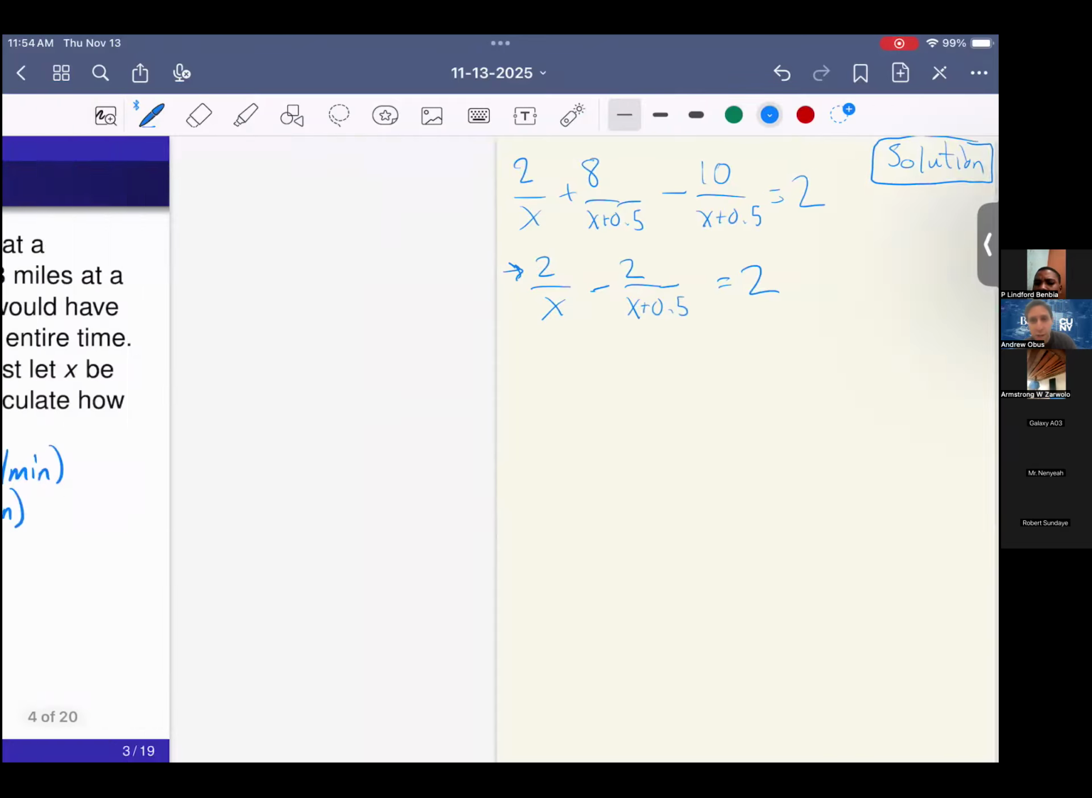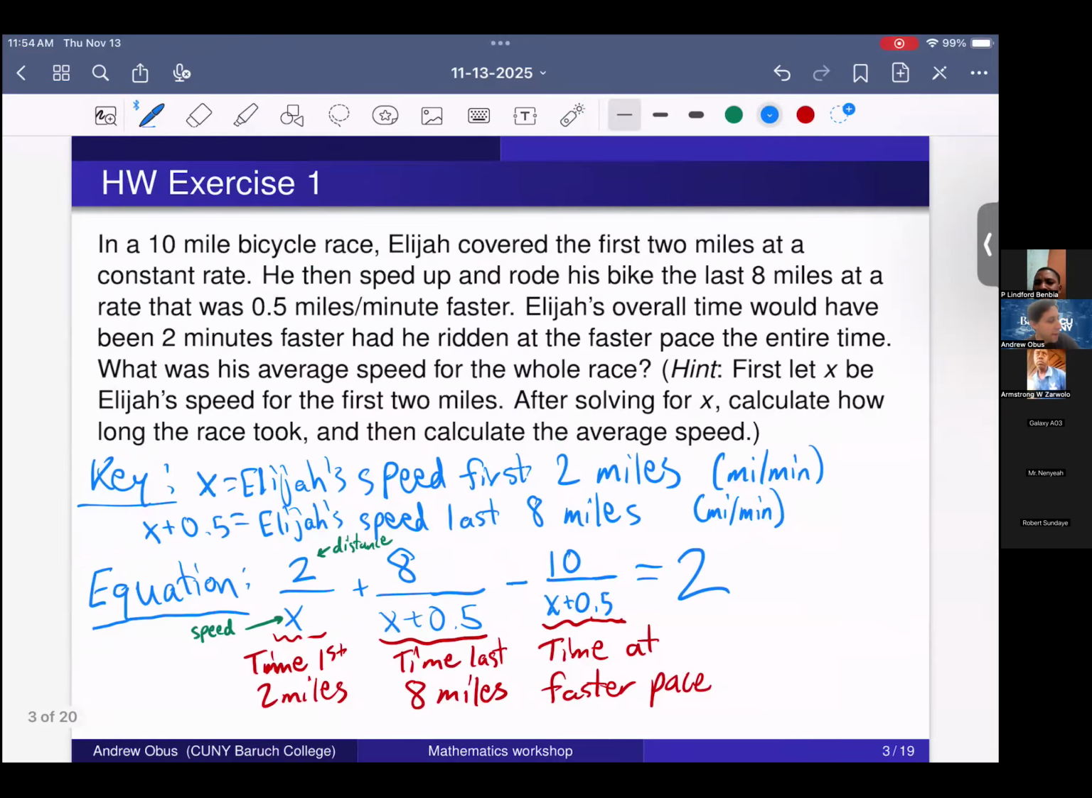Why the subtraction? Because we say that this time is 2 minutes faster than this time, right? So the difference between the actual time and the hypothetical time, if he's going really fast, is 2 minutes. That's why we have subtraction. This is the longer time, this is the shorter time, and the difference between the longer time and the shorter time is 2 minutes. So one minus the other equals two.